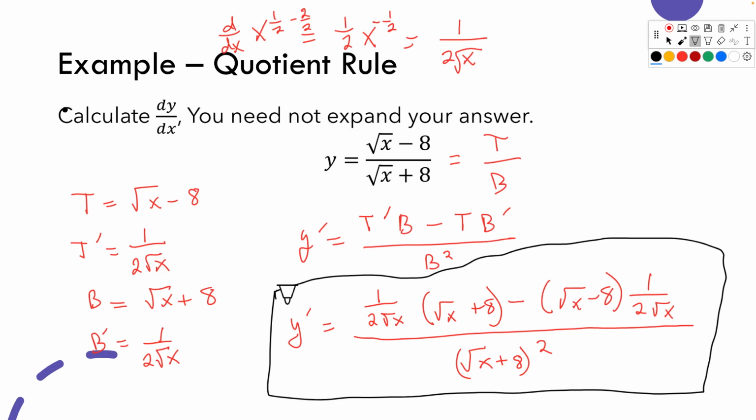But we won't stop here. So we'll distribute this. We're going to leave the bottom as it is. We won't FOIL that out because that oftentimes gets messy and there's no reason to do it. So we're going to leave the square root of x plus 8 squared in the bottom. We're just going to leave it like that. That's standard practice. But we're going to simplify the top because there's probably going to be some like terms and stuff.